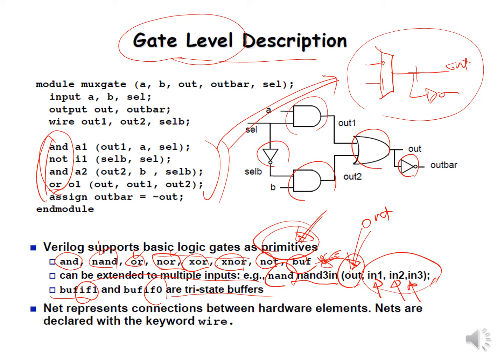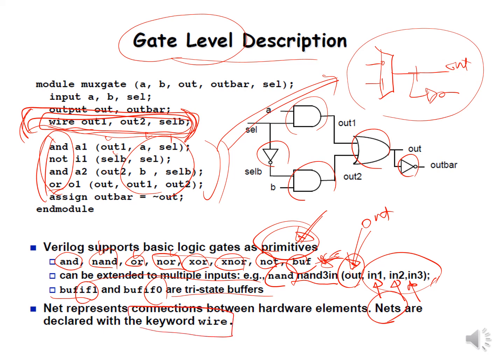So all the nets you specified here are defined by wire, right? This is optional, even though you don't define a wire like this. Nowadays the tool recognizes by default that out1, out2, and cell bar, the signals you used for interconnection, are internally defined as wire. So this is the keyword. The net definition keyword is wire here.